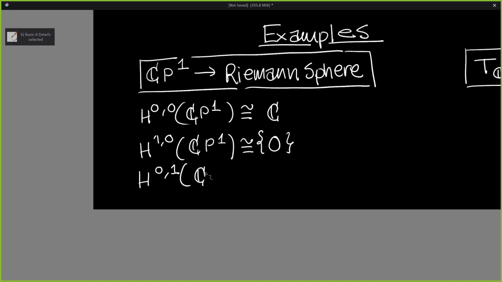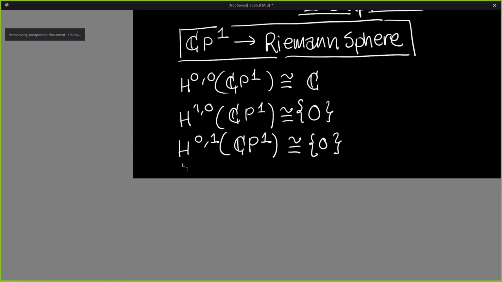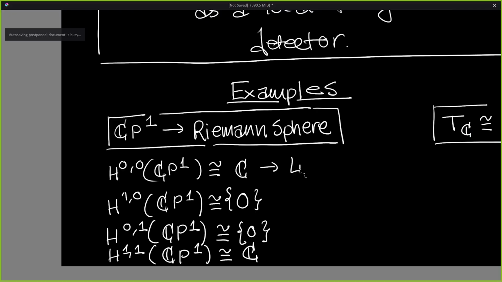H01 is isomorphic to this again, and H11 is isomorphic again to C. This is guaranteed by Liouville's theorem, which says that global holomorphic functions have to be constant functions.